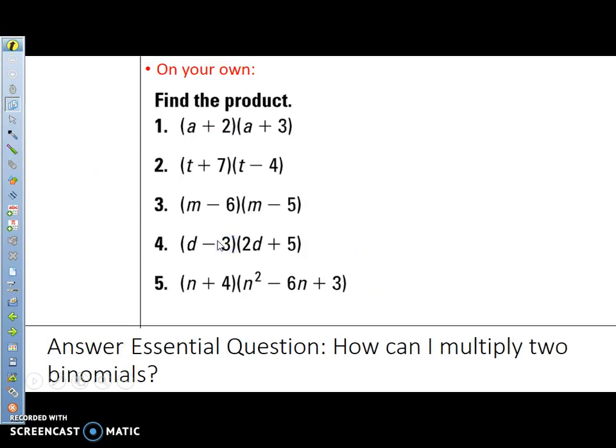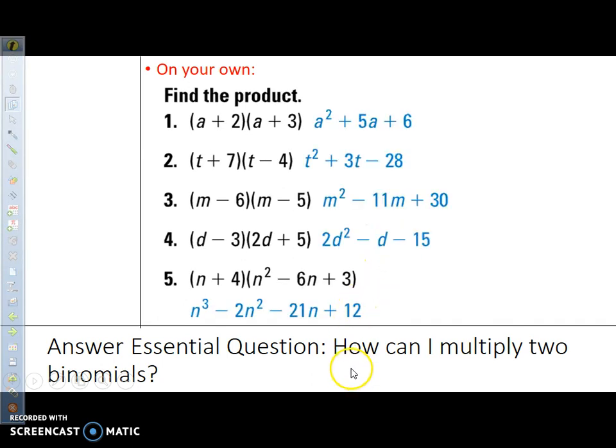All right, here are your on your own problems. Please pause your video at this point. Thank you for pausing your video. Here's what you should have gotten after you did all that work and you had to use a rectangular array for number 5.